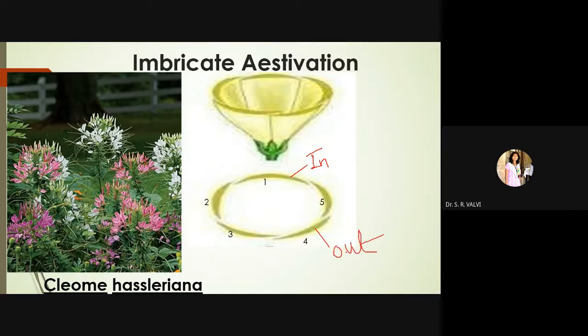You can look, right? And the rest of the three, that is sepal number 2, sepal number 3 and sepal number 5, they are in twisted condition. They are in which condition? They are in twisted condition. You can look over there, one end is in, one end is out, right? So here you can see this is in, this is out.